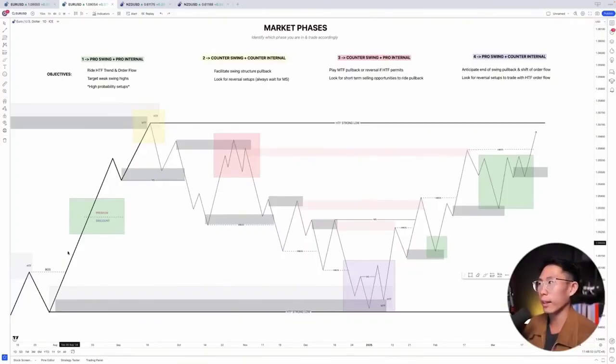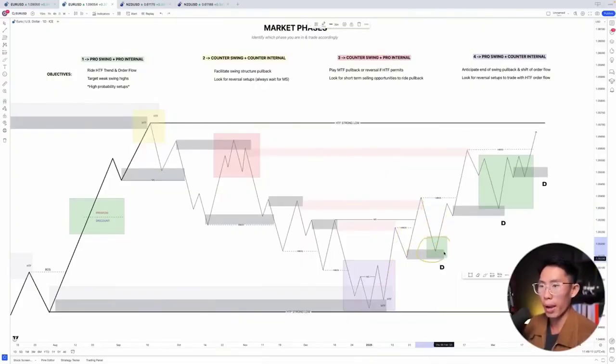What this means is that the swing structure, the trend, the order flow is the same as the internal structure, internal order flow, right? So this phase happens when price has finished pulling back, and right now it's continuing with the higher time frame order flow, right? So in this case, your objective is very simple. It's just to ride the higher time frame trend and order flow, right?